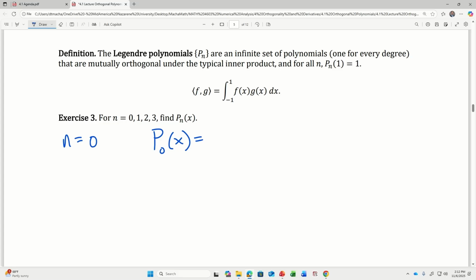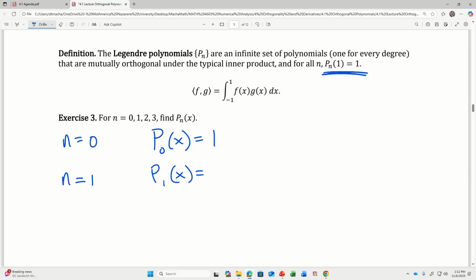What does this have to be? A constant. What constant? C. 1. It has to be the constant 1, so I can satisfy that condition. Okay, if n is equal to 1 now, this is a degree 1 polynomial.